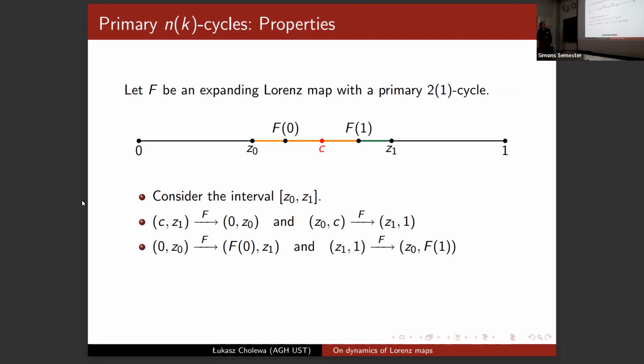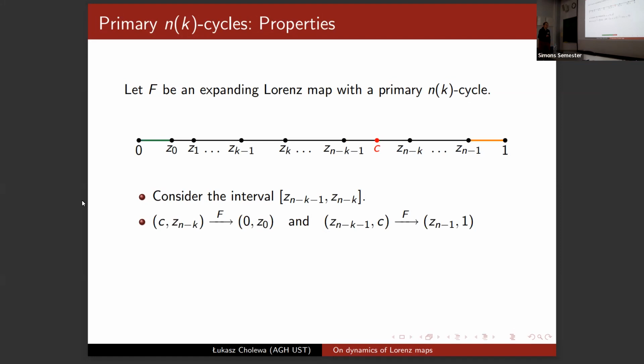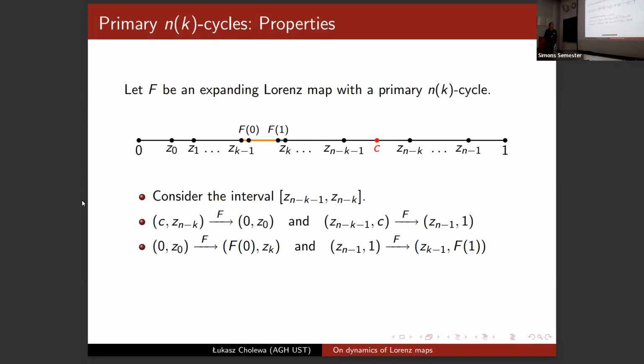And what else is important is that the images of this interval cover the whole interval [0, 1], except 1 point, 0 or 1, depending on what is the image of critical point C. In general, if I have an nk cycle, again consider this interval around critical point C. Then the green part goes to the left, the orange part goes to the right, and after the second iteration, they are contained in Z(k-1), Zk, okay?